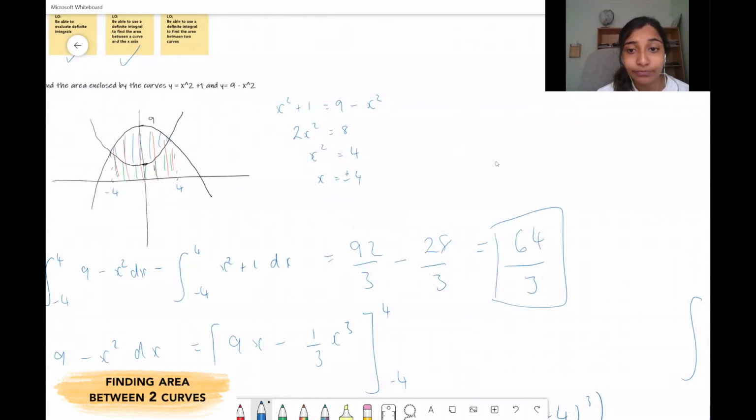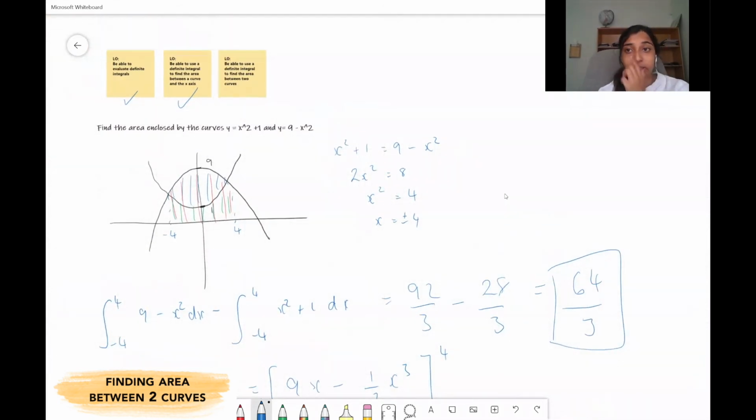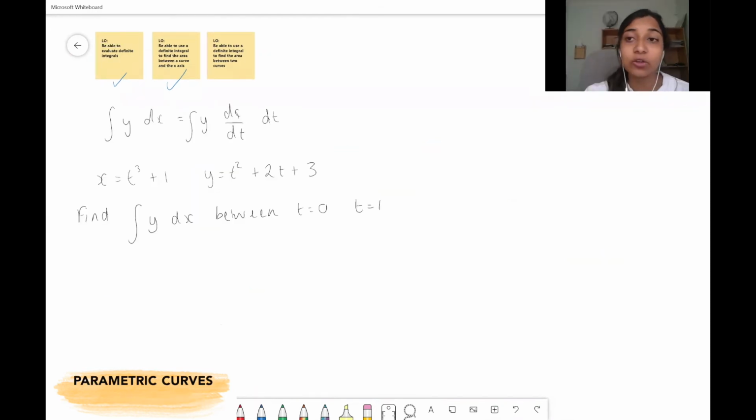So that's how you do that. We can also apply this to parametric curves, so let's try that next. We can also apply definite integration to parametric curves.